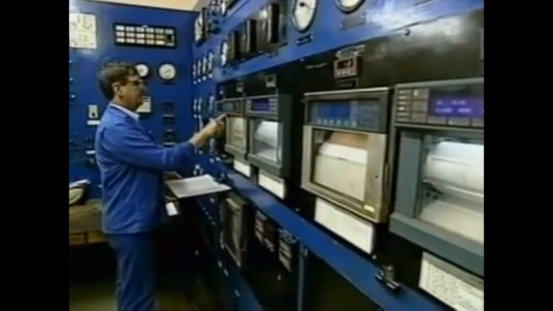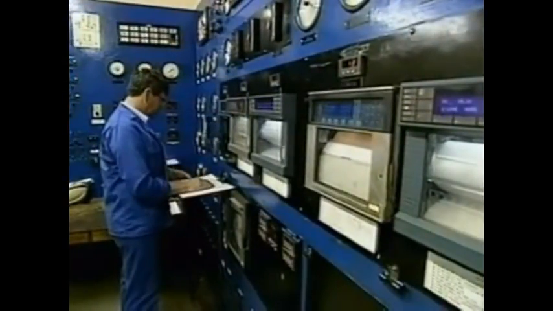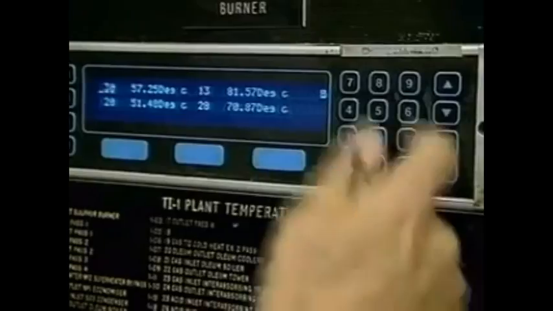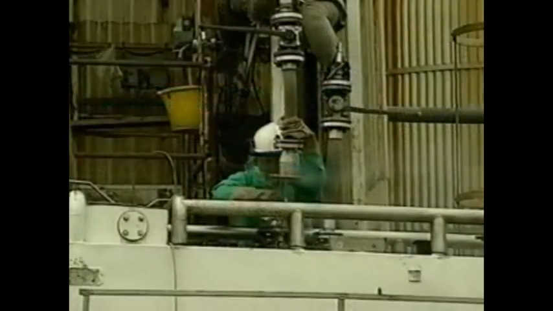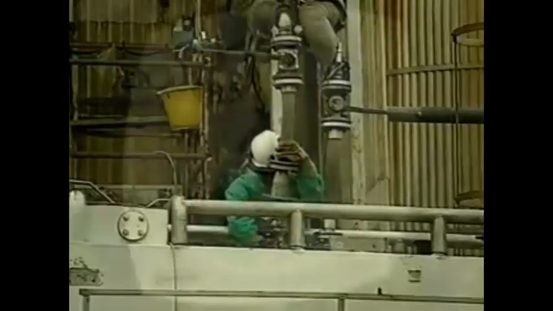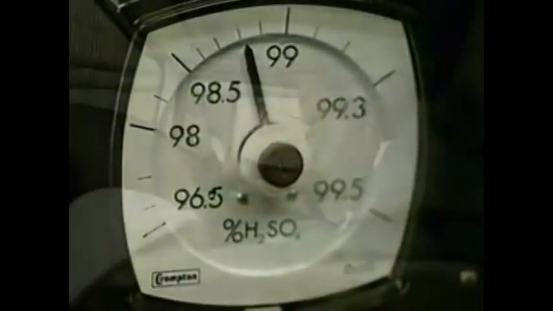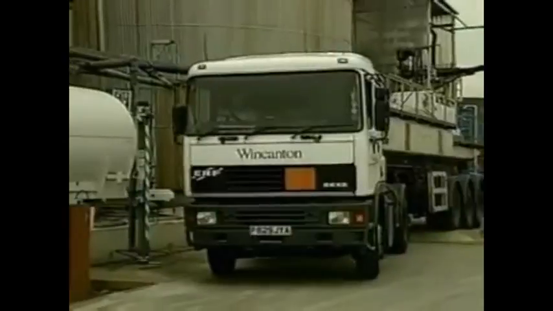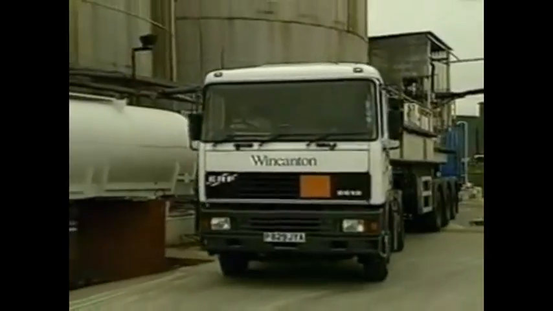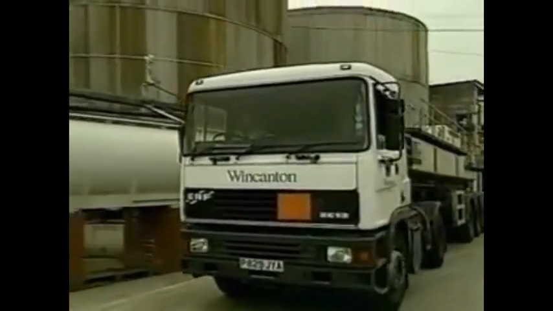The production process is controlled and monitored from a control room. This dial shows the concentration of acid being produced in one part of the plant. Acid is transported to customers by rail and by road.